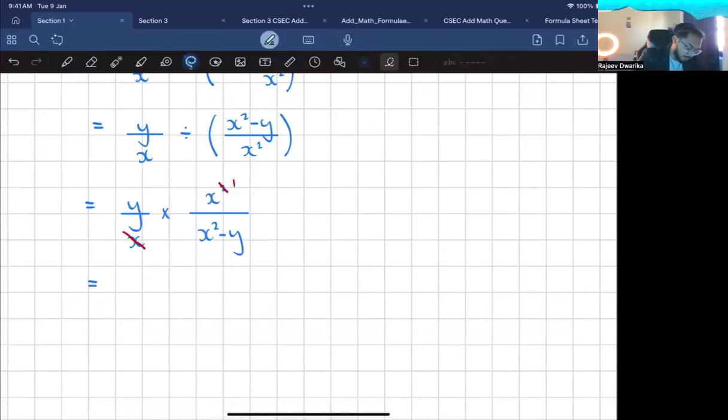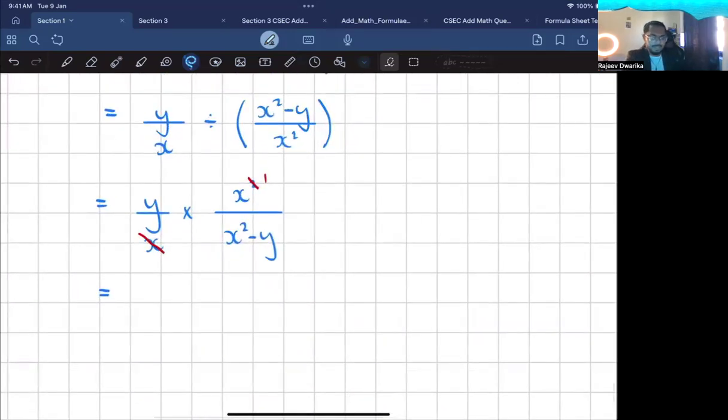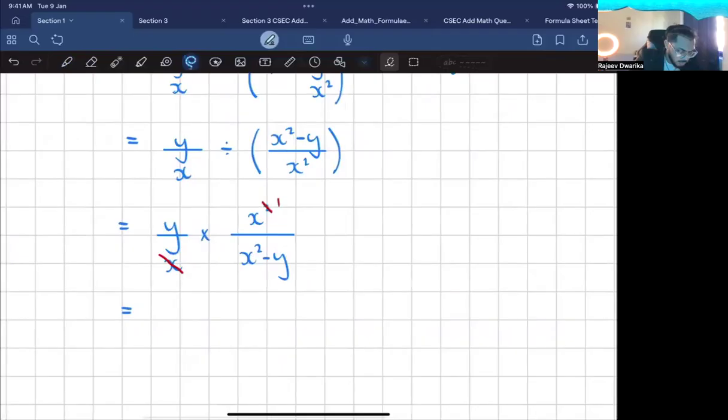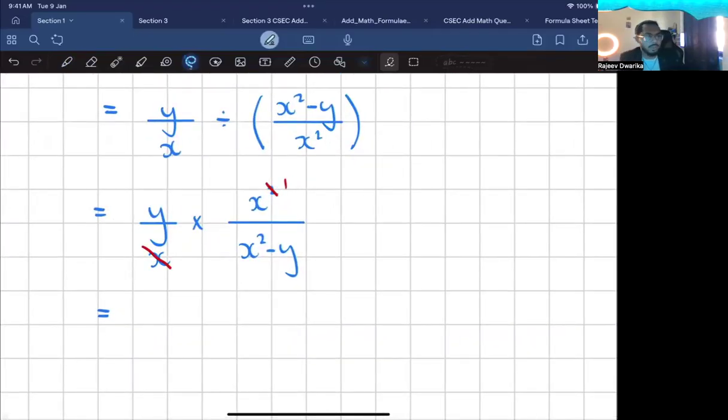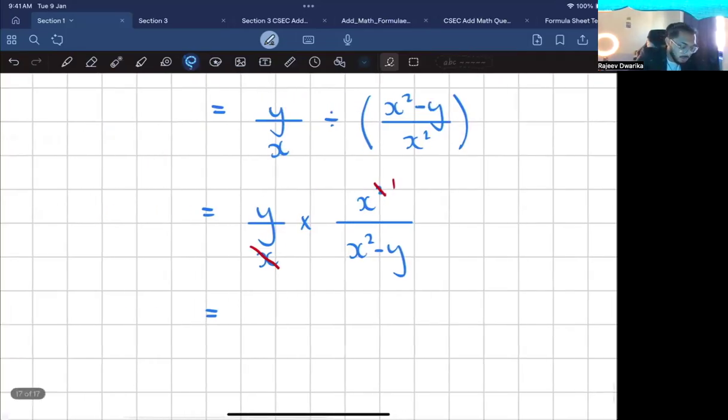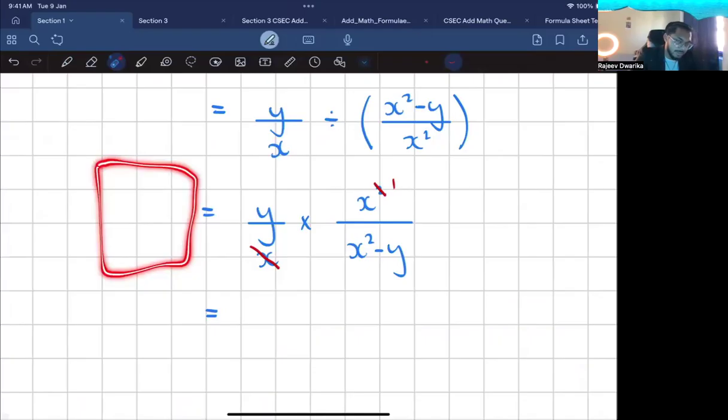Y x is multiplied by equal to x squared. Wait, where you said x is equal to. How come you're saying x is equal to? Cross multiply. You can't cross multiply. You can only cross multiply when you have a fraction on either side. We're dealing with the right hand side here.